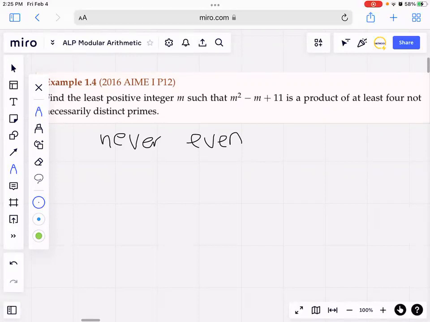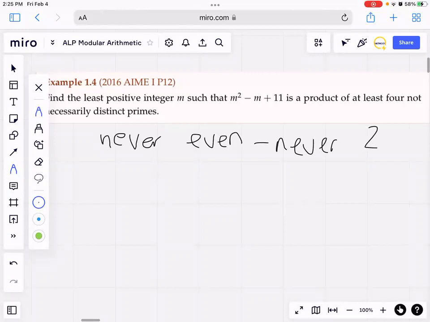So one of the distinct primes can never be even, so it can never be 2. If m is odd, then m squared minus m is an odd minus an odd number, which is an even number, and an even number plus 11 is always odd. So one of the 4 primes is never even, which means it's never 2.